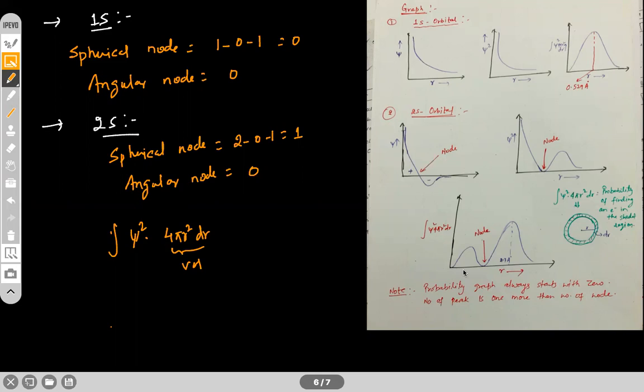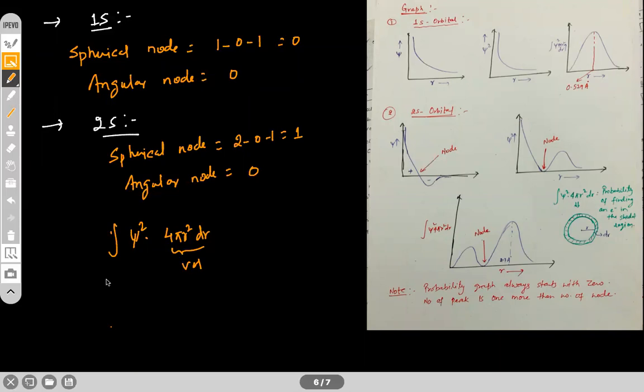Okay. So you should know the graphical representation, what things we can conclude from the graph. That is one type of question they ask. One type they'll ask you is the number of nodes present. For that, you just use the formula and you'll find out the number of nodes. Another thing you should know is what nodal planes we have for different orbitals, right?